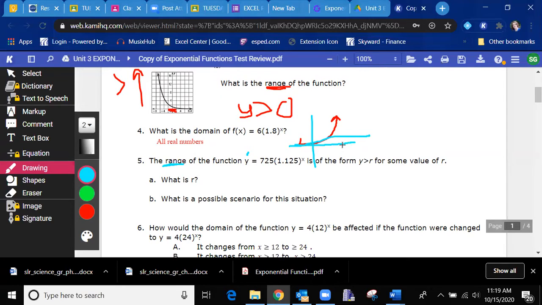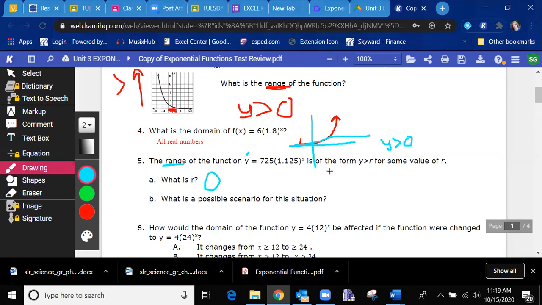So it's here. What's the Y value right there? Zero. Y is greater than 0. So when they're asking what's the R, it's going to be 0, because the range is Y greater than 0.